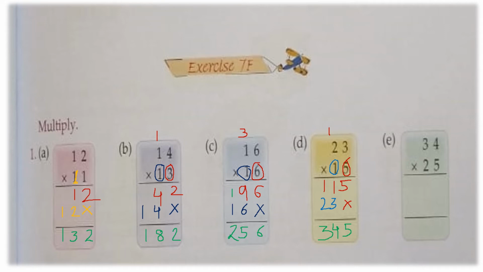Same way, children, E part: 34 multiplied by 25. Now first what you have to do, you have to multiply the number at ones place, that is 5. 34 multiplied by 5. So 5 fours are 20. So 0 you write down here and 2 as carry. Now 5 threes are 15 plus 2 is 17.